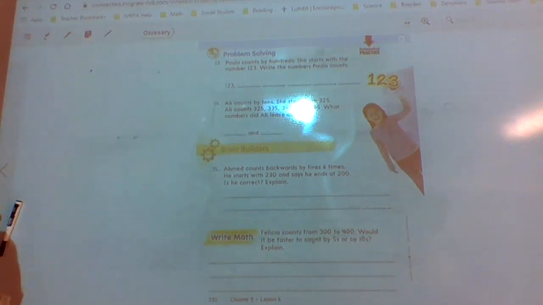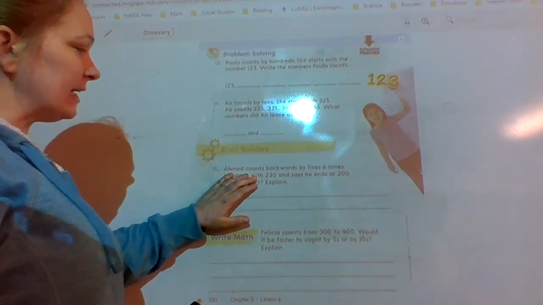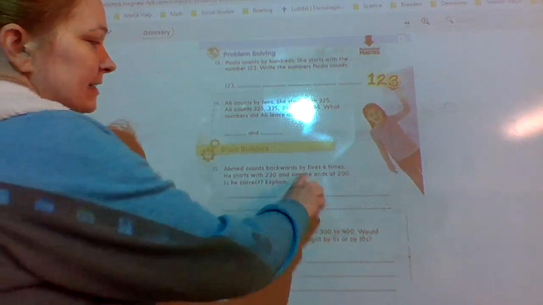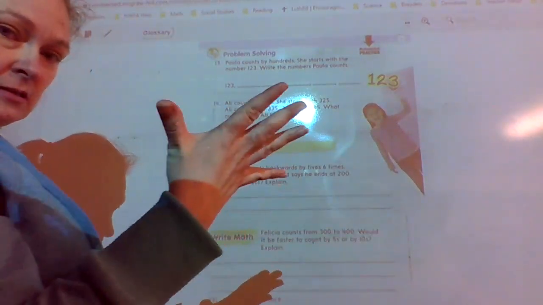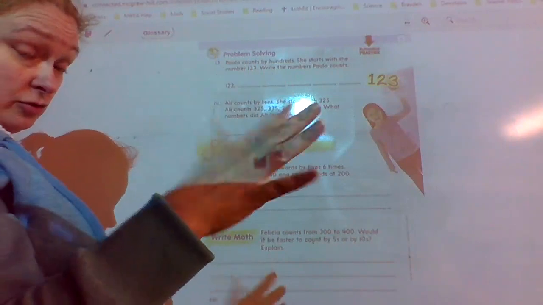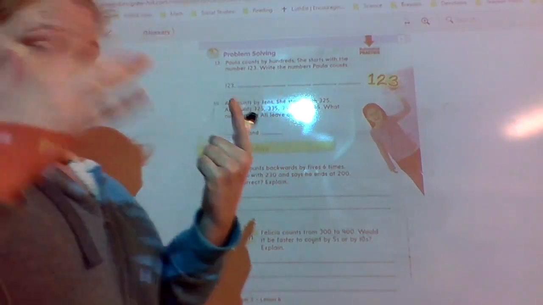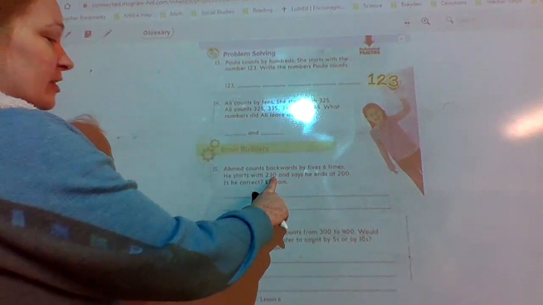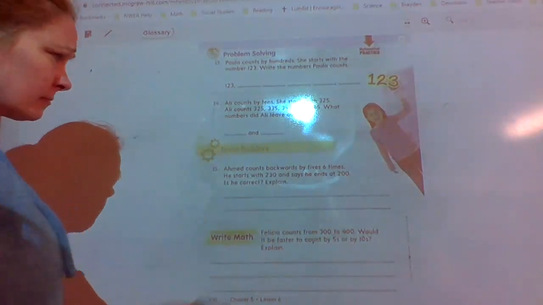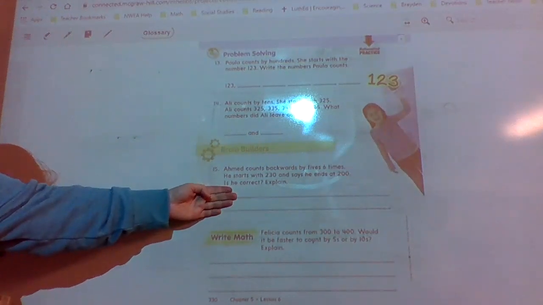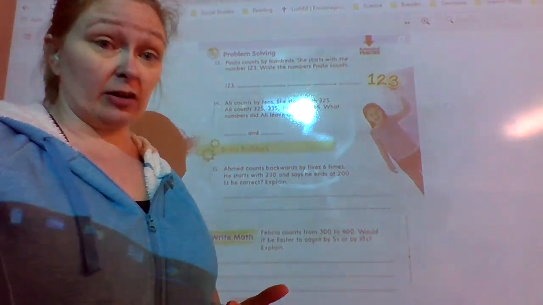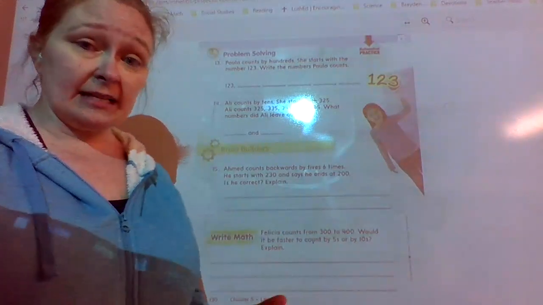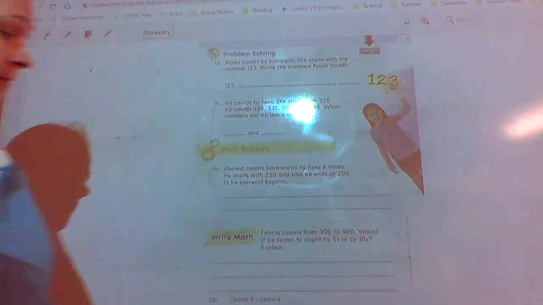We have some word problems here. All right? You should be able to do this brain builder because he is counting backwards. And he's counting by fives, and he's going back 6 times. So you have 6 groups of 5. You can use your fingers. Okay, you got 6 groups of 5, so you're going to count by 5s. And he starts with this number, and he says he ends here. All you have to say is yes, because whatever the reasoning is, if he counted correctly. If he didn't count correctly, you're going to say no, because, and you're going to tell me why he didn't count correctly.